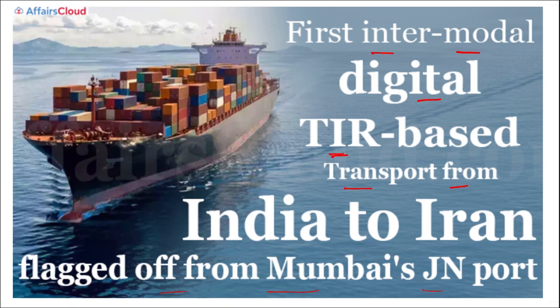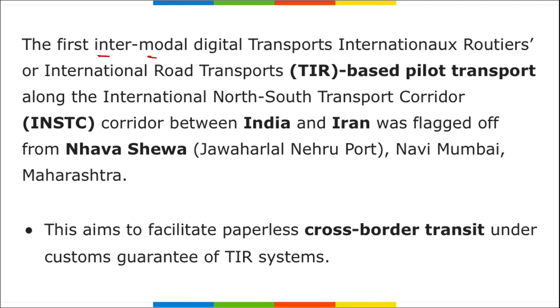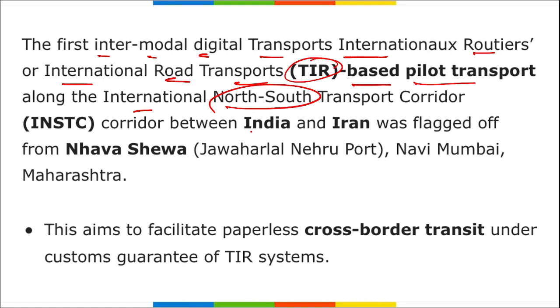Also remember, according to FICCI, that is the Federation of Indian Chambers of Commerce and Industry, this system will simplify the movements of national and international transport by giving access to over 64 TIR operational countries. This will also facilitate higher growth of inter-regional and intra-regional trade. Then coming back, friends, remember, the first intermodal transit transport, international routiers or international road transport, that is TIR based pilot transport along the international north-south transport corridor between India and Iran was flagged off from Nhava Sheva, that is Jawaharlal Nehru Port, in Navi Mumbai, Maharashtra.